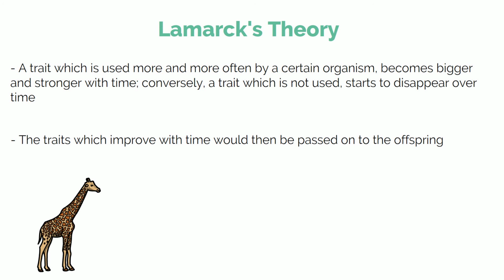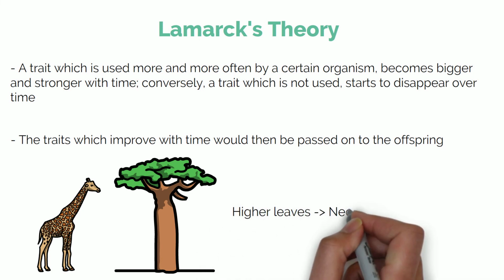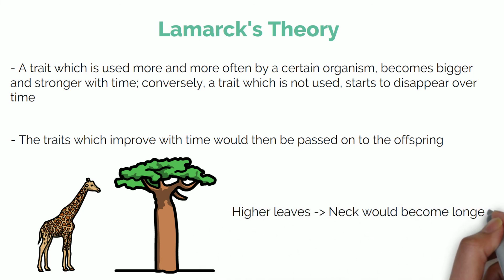Imagine that in a certain territory where a family of giraffes lives, the trees where they feed start becoming depleted of leaves on the lower branches. Through this theory, the giraffes would then start stretching for the top branches more and more, which would then mean that their necks would become longer with time, and then this trait would be passed on to their offspring. Unfortunately, this theory is not true.